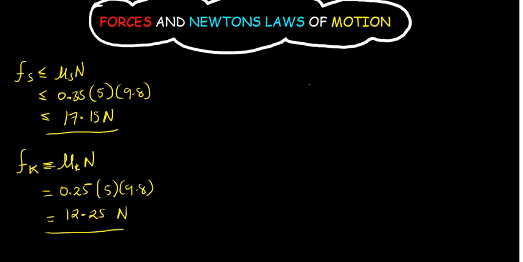Okay, so when you're talking about kinetic friction and static friction, they can be greater than 1, but the coefficient of static friction and the coefficient of kinetic friction are numbers between 0 and 1.